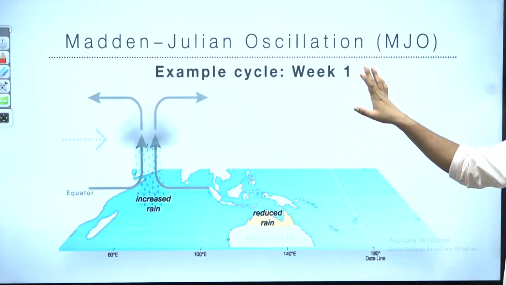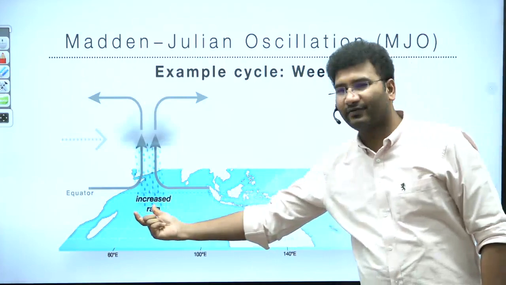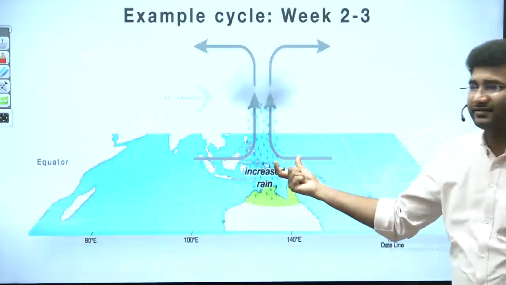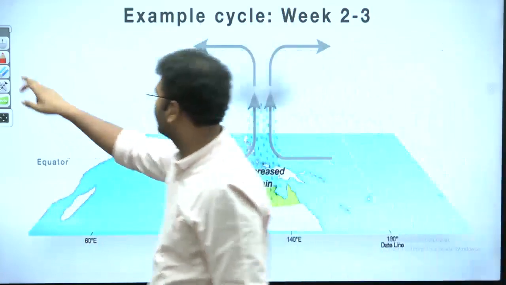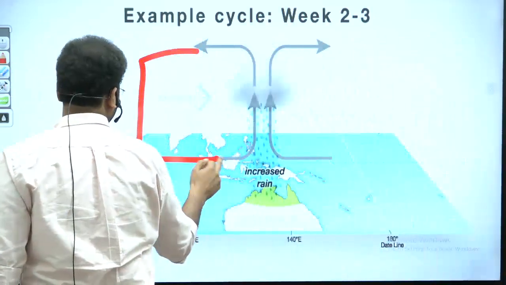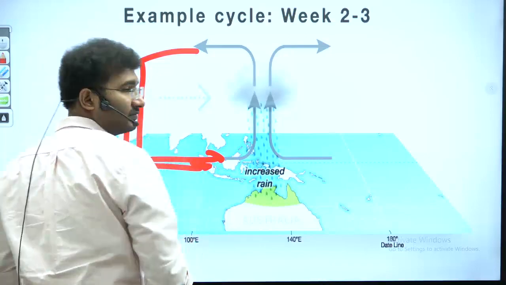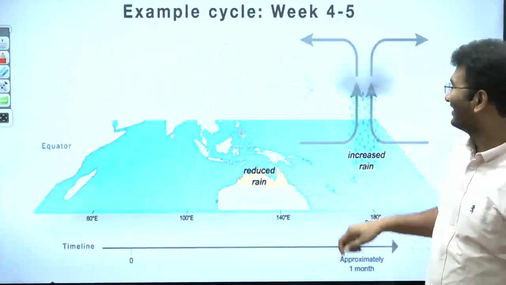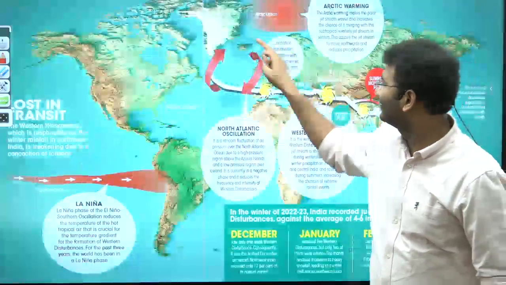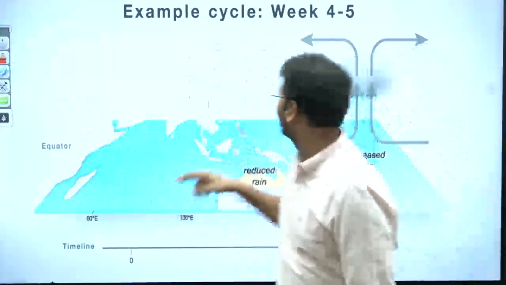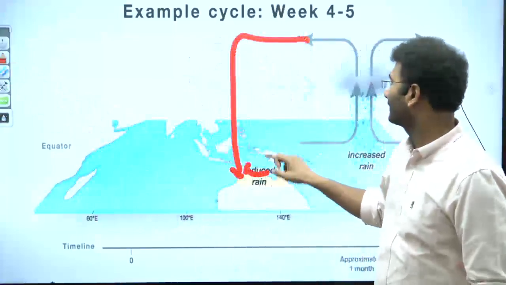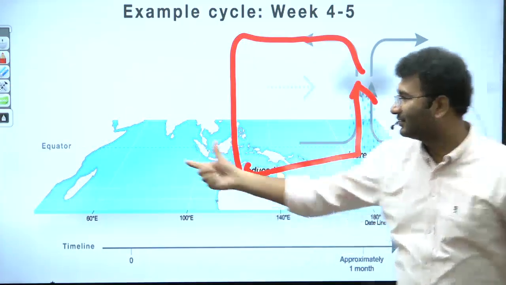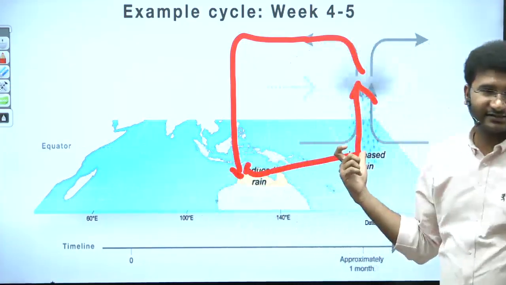Now look at this Madden-Julian oscillation. Number 1, rainfall here, first week. Second week, the system has changed here. That means, right? What happened? And in the third week, you'll find, right? That means this system keeps on changing.